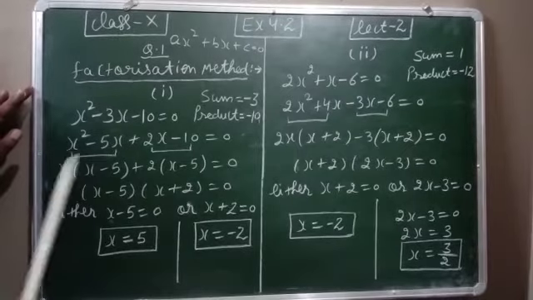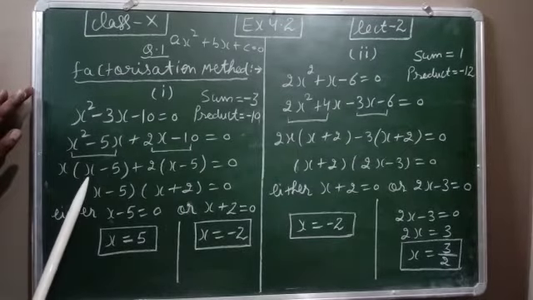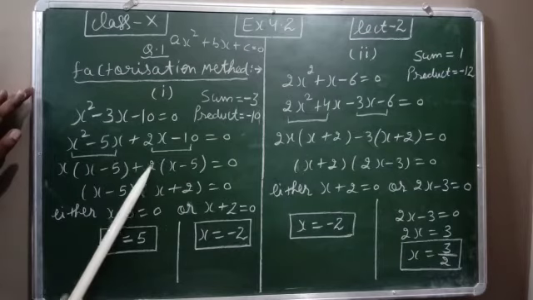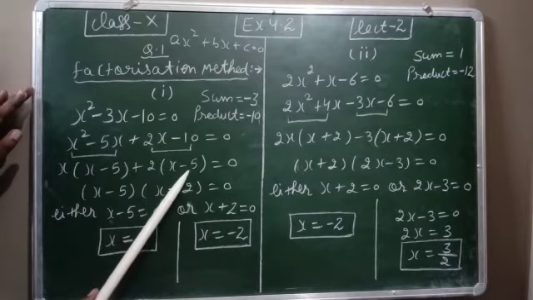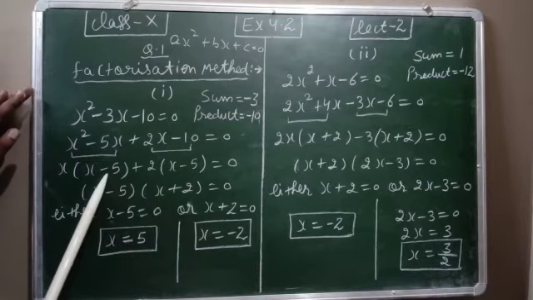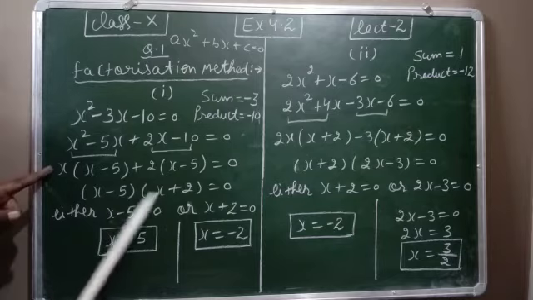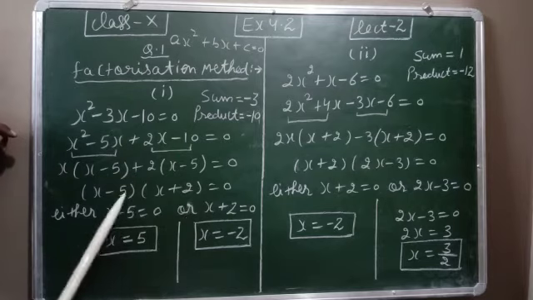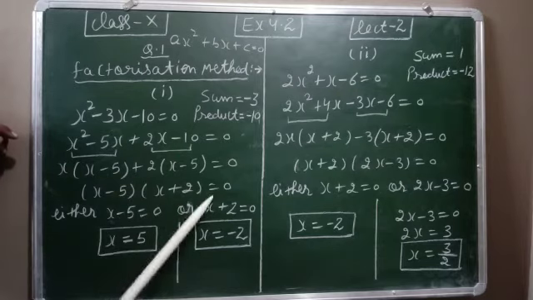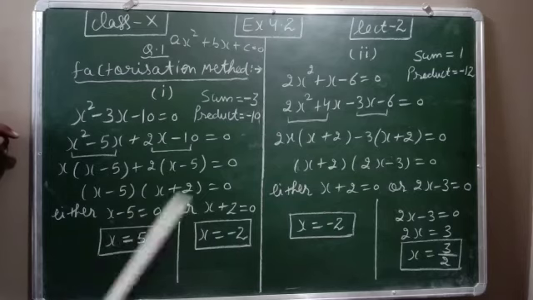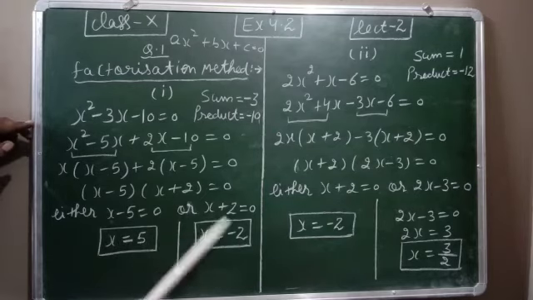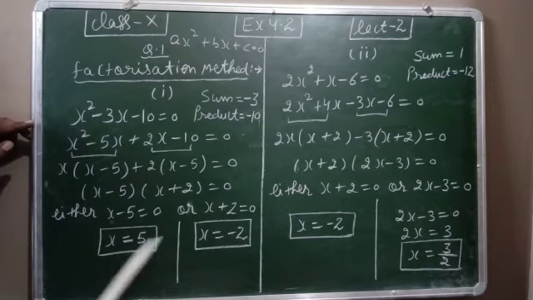Now in these two terms, x is common, so from here we are left with x − 5. Now in these two, 2 is common, so from here x − 5. Both brackets will always be the same. Now out of these two brackets, you can take one bracket common. Then from here you are left with x, and from here +2. Then equal to 0. If the product of two values is 0, then either the first is 0 or the second is 0. So this −5 will become +5 on the other side, and this +2 will become −2. So these two are the answer.